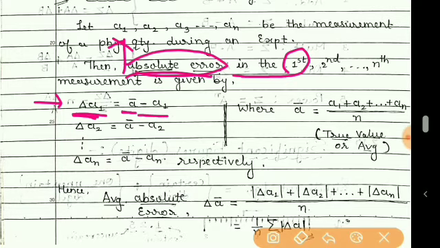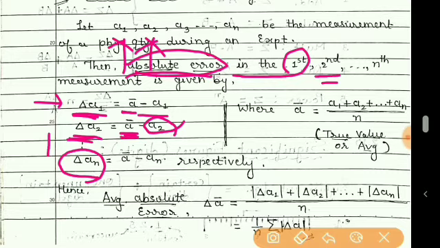Then the absolute error in the second reading. How can we find this? Once again, every time we have to take the true value, that is the mean reading, and we have to subtract the observation taken. So A bar minus A2 will give you the absolute error in observation 2, and so on. We can find the absolute error in the nth observation. Once again, mean, that is the true value, minus the observed or measured value.